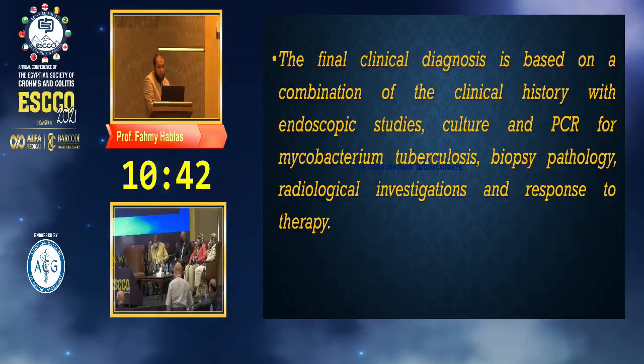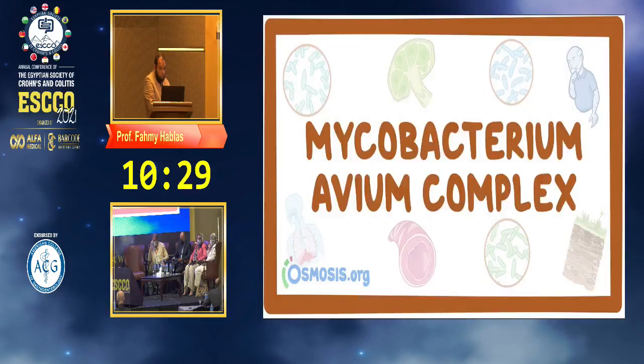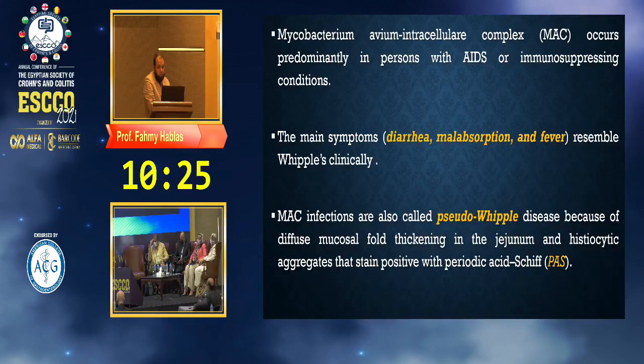Finally, the final diagnosis is based on the combination of clinical history with endoscopic studies, culture, and PCR for mycobacterium, biopsy pathology, radiological investigation, and the response to the anti-tubercular therapy. A second is Mycobacterium avium complex. The MAC occurs predominantly in HIV and immunosuppressed patients. The main symptoms of MAC are diarrhea, malabsorption, fever, which resemble Whipple.